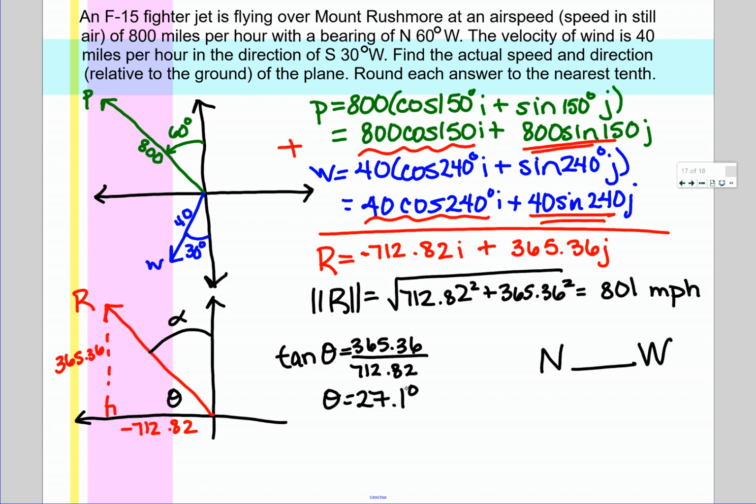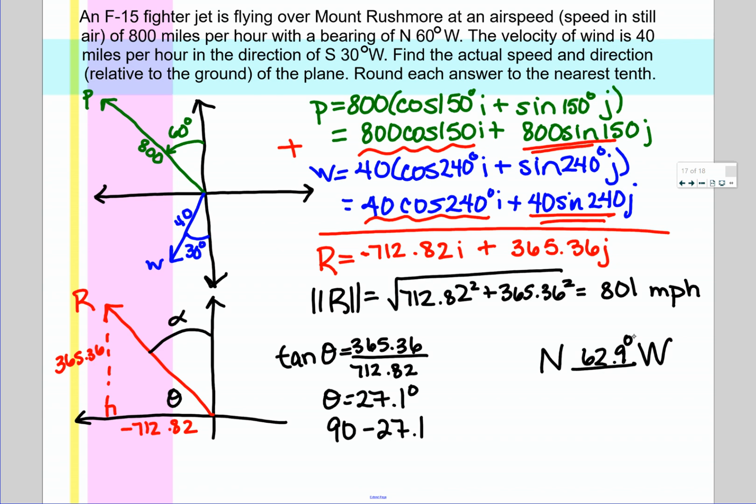So how do I get alpha? 90 minus 27.1 gives me 62.9 degrees northwest is the actual bearing of the plane.